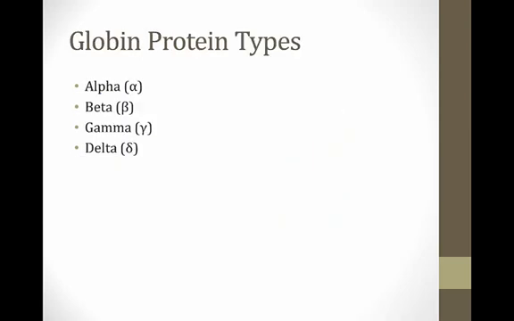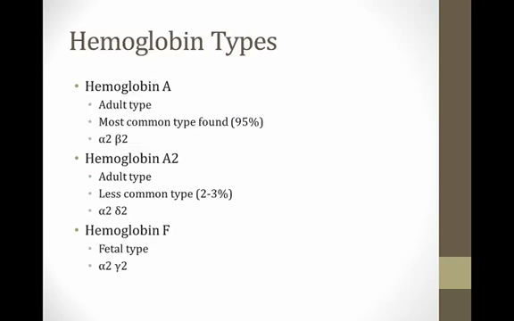There are four types of globin proteins, sometimes called hemoglobin chains. There are the alphas, the betas, the gammas, and the deltas, and they all have different functions in different molecules of hemoglobin. So when you put the different globin chains together, you make different hemoglobin types. And there are three types you should definitely know: hemoglobin A, hemoglobin A2, and hemoglobin F.